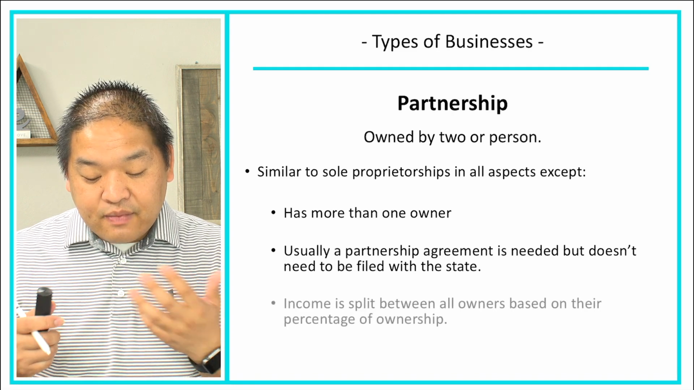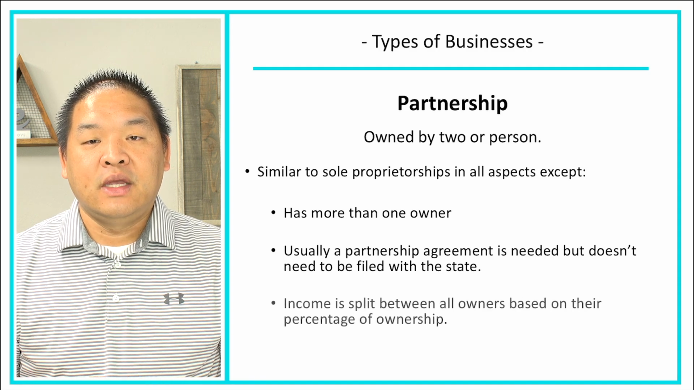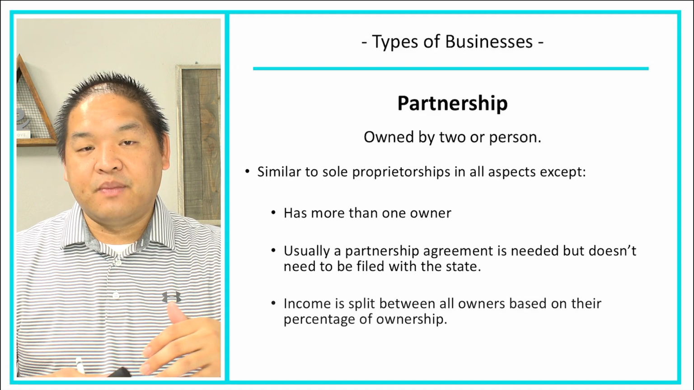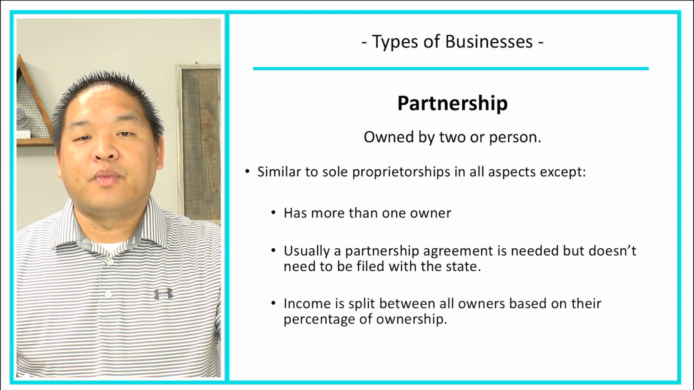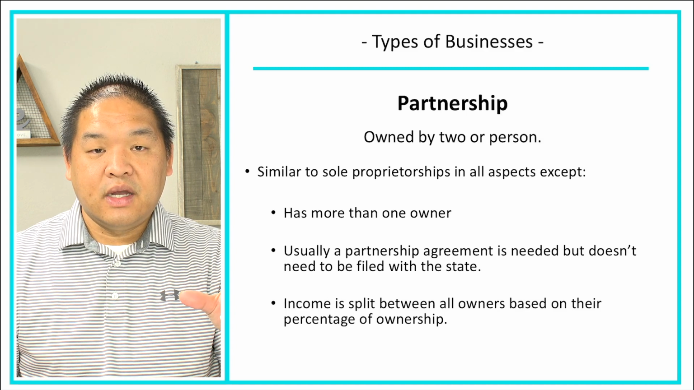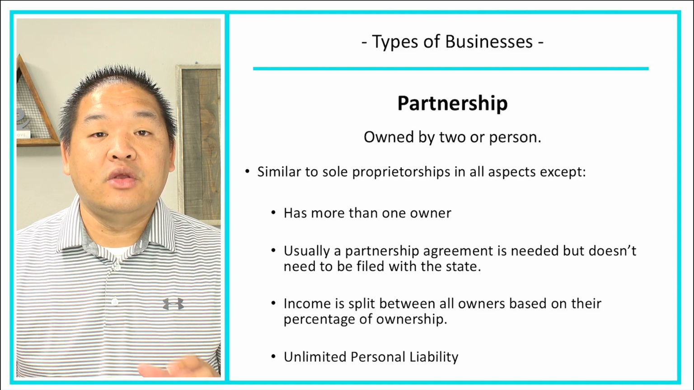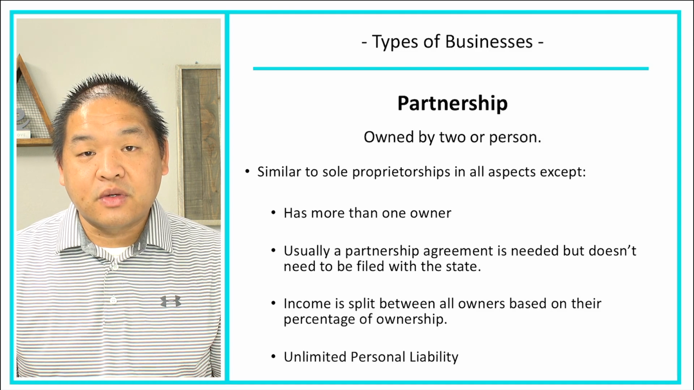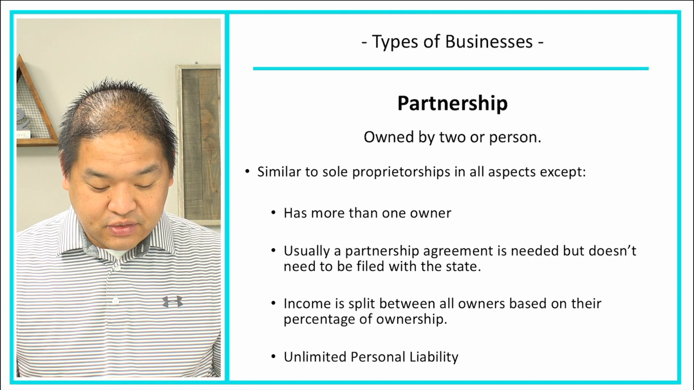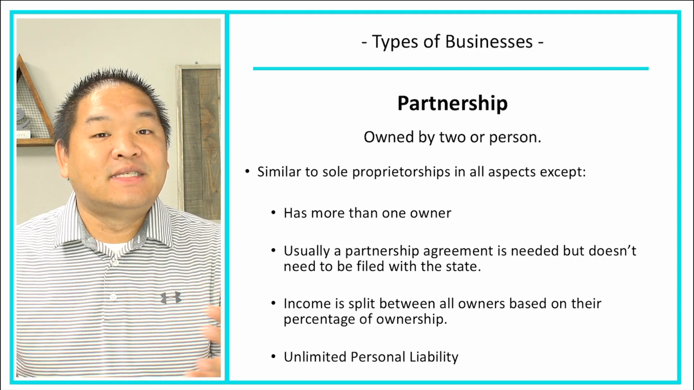Now, income is split between all owners based on their percentage of ownership. So if you own 60% and your partner owns 40, then whatever income the company makes at the end of the year, you would get 60%, your partner gets 40%. So there's typically a split based on ownership percentages. Unlimited personal liability. So again, you open yourself up to unlimited personal liability. So if someone again slips and falls, they can come after you personally. So that's partnership.